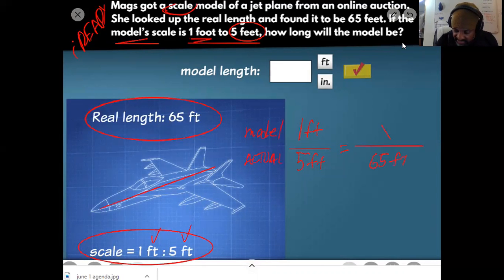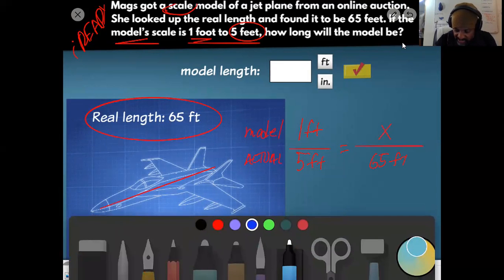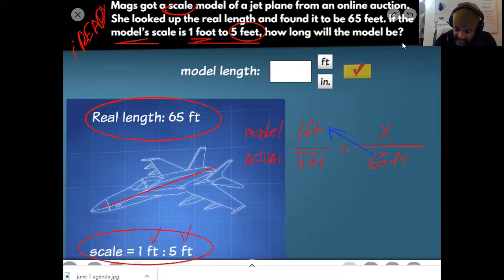And then we're trying to find x. All we have to do now is cross multiply. So this is going to be 65 times 1, which is 65, divided by 5. And that's going to be 13 feet. So the model length would be 13 feet. And that's going to be your answer. I hope you guys can read that. Probably should have used red, but this is going to be 65 times 1 divided by 5 gives us 13.